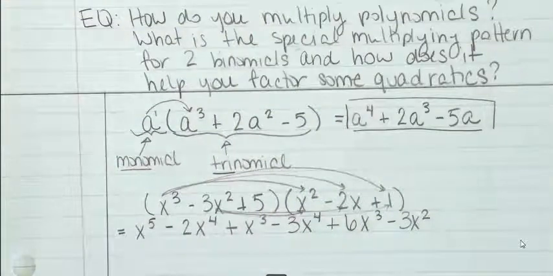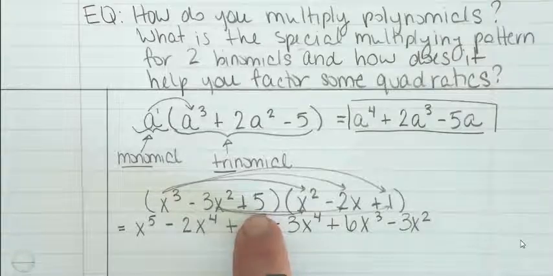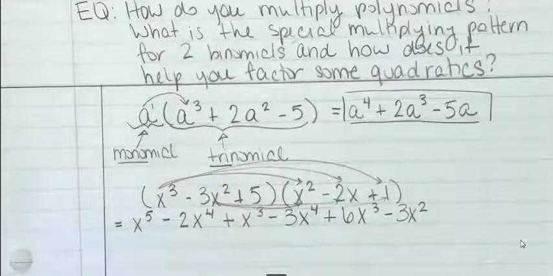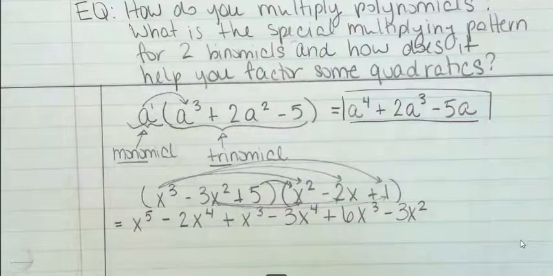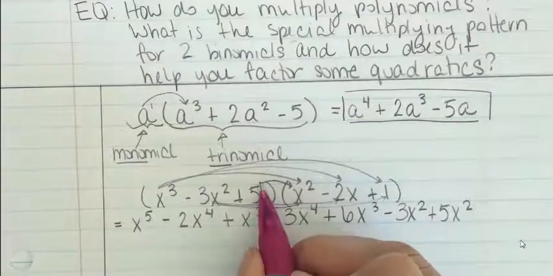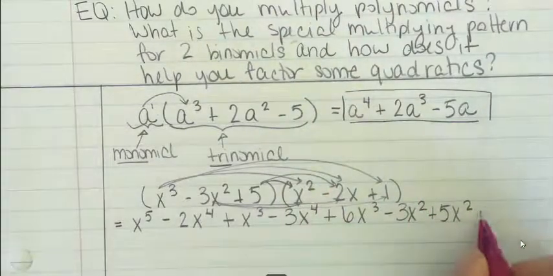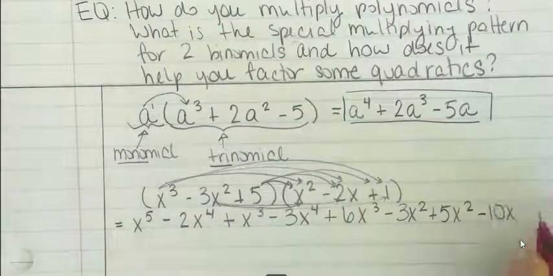And now I'm going to do one more term because I've got that last term in that first trinomial that also needs to be distributed. Kind of out of space here, but I'll just go up above here. So distributing that, I get positive 5x squared, negative 10x, and positive 5.